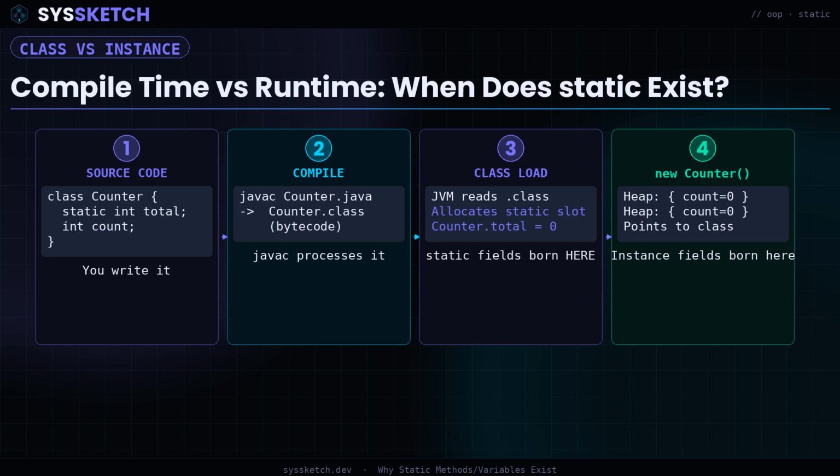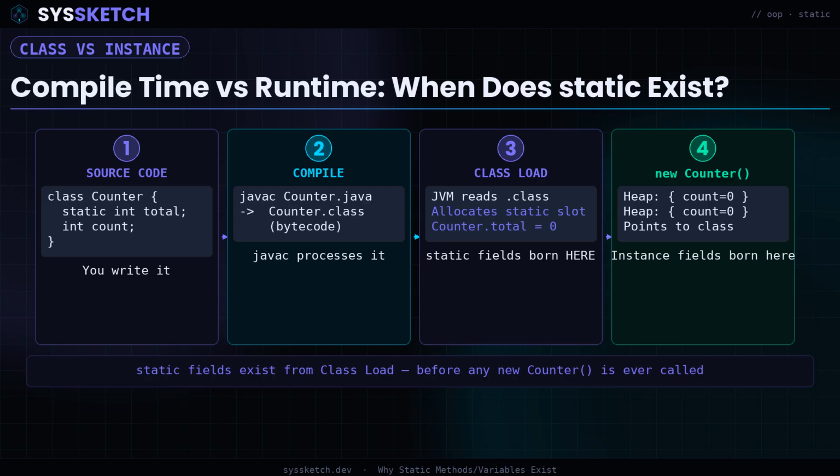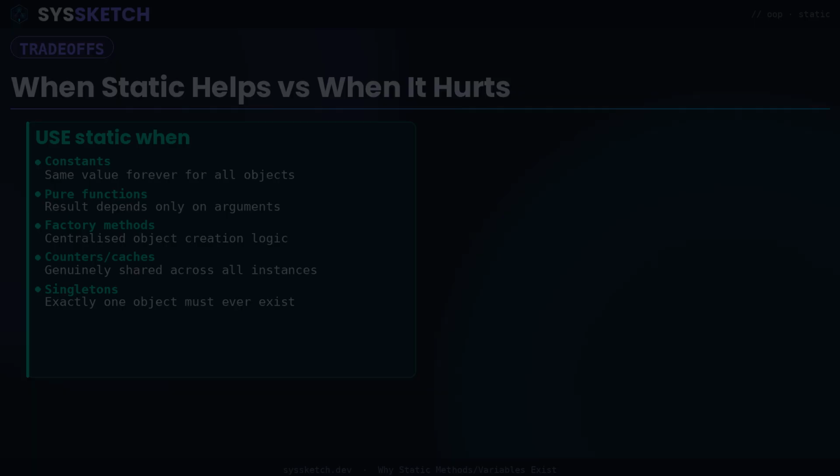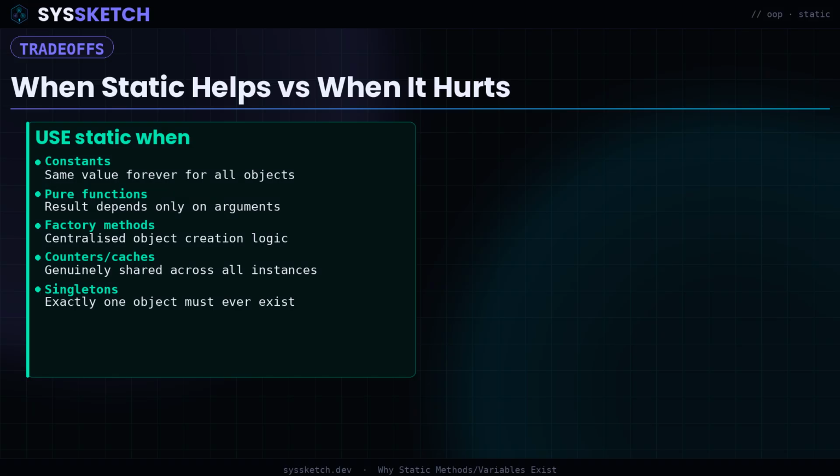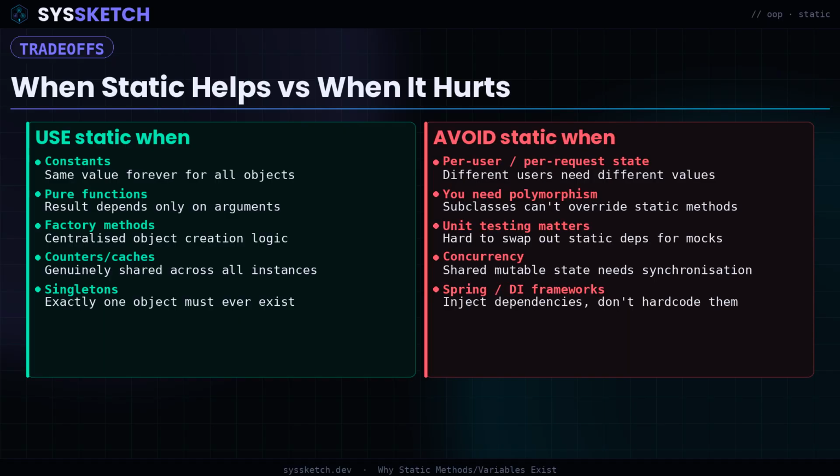The 2 biggest are testing and concurrency. A static field is global state. Global state is hard to isolate in a unit test because every test shares the same slot. A static method that depends on a static field cannot be swapped for a mock. On the concurrency side, 2 threads updating a shared static field at the same time will race unless you add synchronization. Static also breaks polymorphism. You cannot override a static method in a subclass the way you can override an instance method. For anything that needs to vary per user, per request, or per configuration, reach for dependency injection instead.